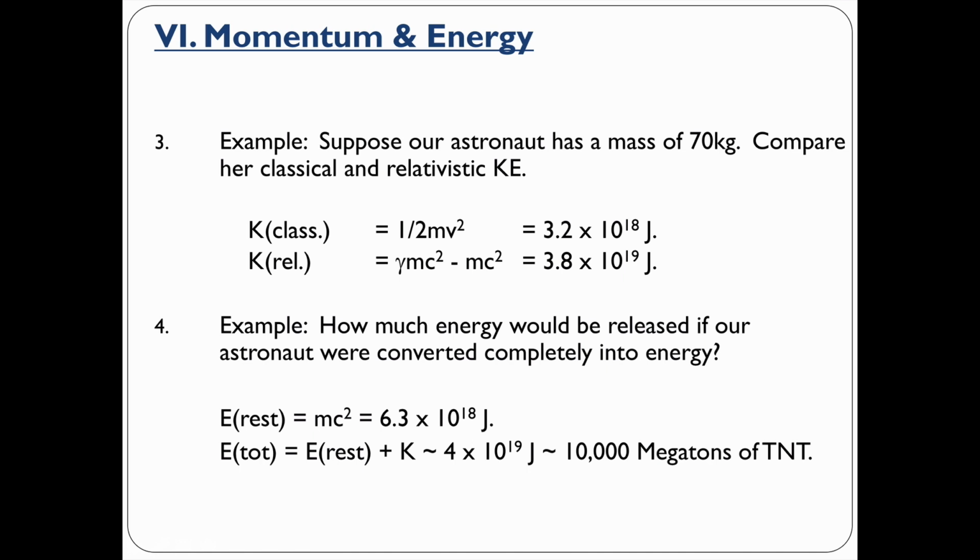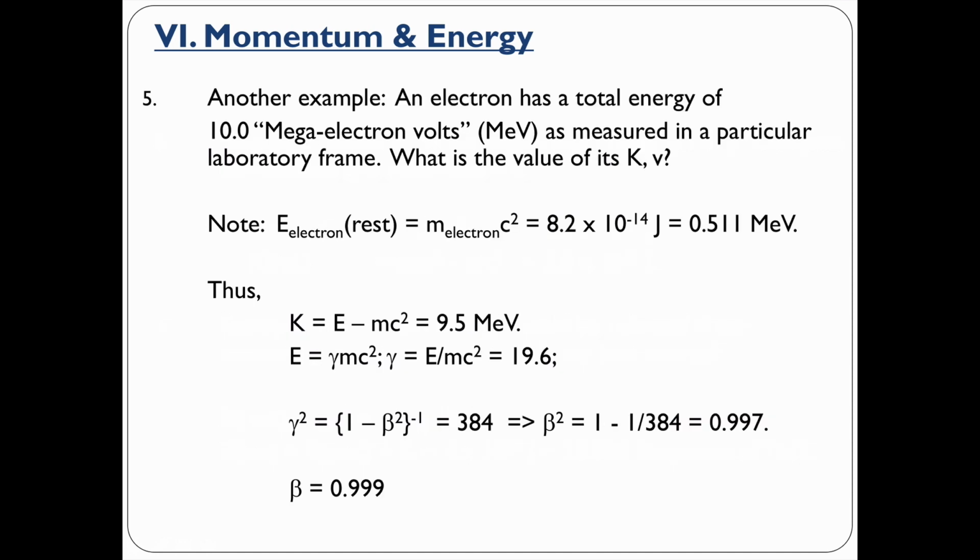We could also ask how much energy would be released if our astronaut were completely converted into energy. Well, that's mc squared, or 6.3 times 10 to the 18 joules for the rest energy, just for her mass. If you add the relativistic kinetic energy, that turns out to be about 4 times 10 to the 19 joules, or 10,000 megatons of TNT. You get a lot of bang for your buck when you convert mass into energy. Okay, and we'll do plenty of examples in class where we look at these different kinds of conversions. Let's look at one more example.